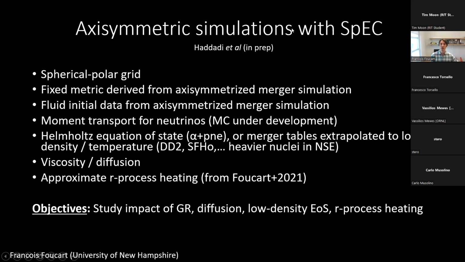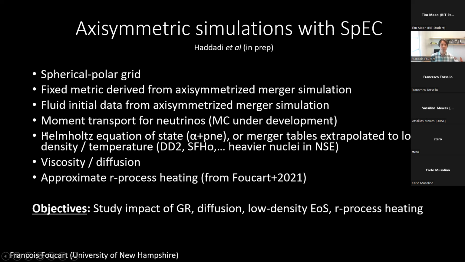So the last thing I wanted to show you were actually the results of the 2D simulations performed with SpEC, with these extra physics. And this is a project led by Milad Haddadi at Washington State University in Matt Duez's group. So he used spherical polar grids, as well as initial conditions taken from one of our black hole neutron star systems for both the metric and the fluid, but axisymmetrized, of course. And then moment transport for the neutrinos. We chose the initial conditions to match an older simulation performed by Rodrigo Fernandez with a Newtonian code, so that we could compare the effect of Newtonian physics versus general relativity.